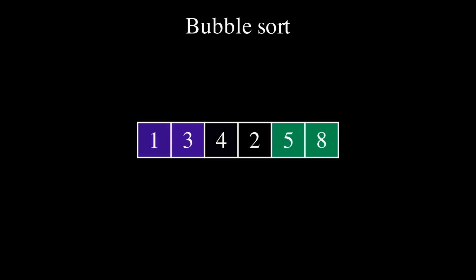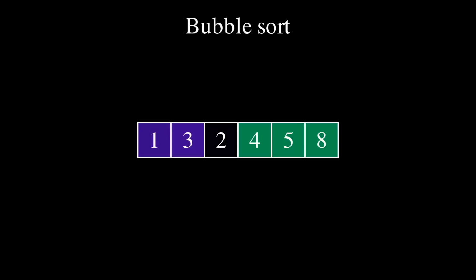1 is less than 3. We are moving to the next pair. 3 is less than 4. We are moving to the next pair. 4 is greater than 2, we swap them. We completed one more iteration. Now 4 is in the proper place. We are starting one more iteration.